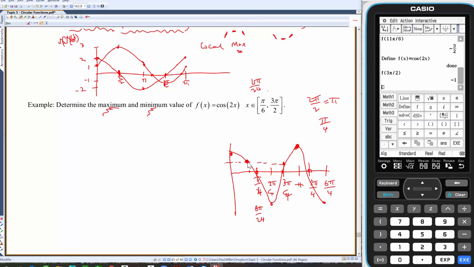So it holds as the maximum for a while. It's like, yeah, I'm the highest, I'm the highest, I'm the highest, all the way up to here. And then this now trumps it as the maximum value. So we're going to say that the max is 1. It doesn't tell us when it occurs, it doesn't care. So the maximum is 1.